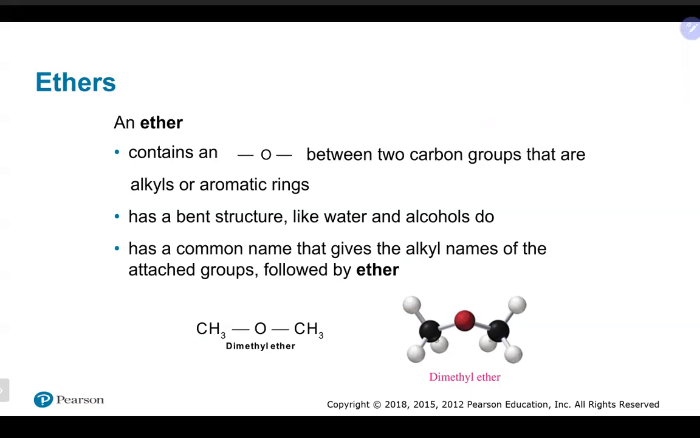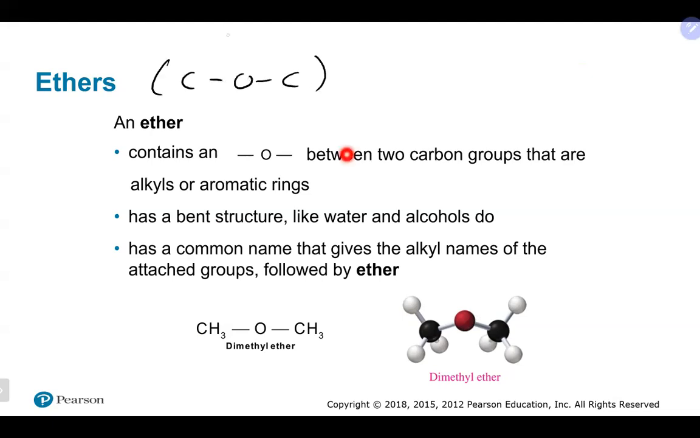Ethers have the functional group of carbon, oxygen, carbon. And you do need to know the functional groups of all these organic compounds. So it contains this oxygen in the middle. It has a bent structure because there are non-bonding electrons there as well, even though a lot of times in organic chemistry they're not drawn, but there are those non-bonding electrons on that oxygen. And it gives it 4 electron pairs and 2 bonds, which is the bent or V shape.